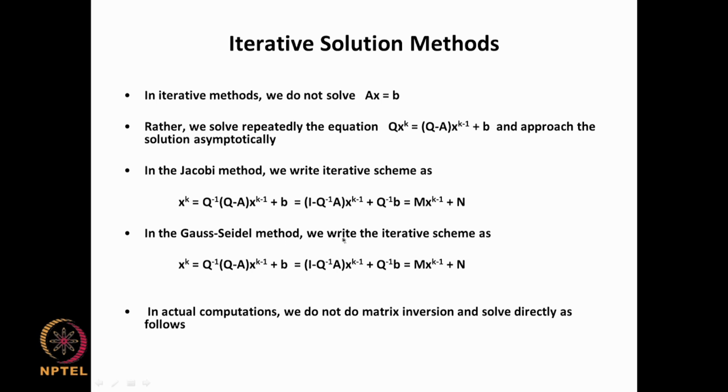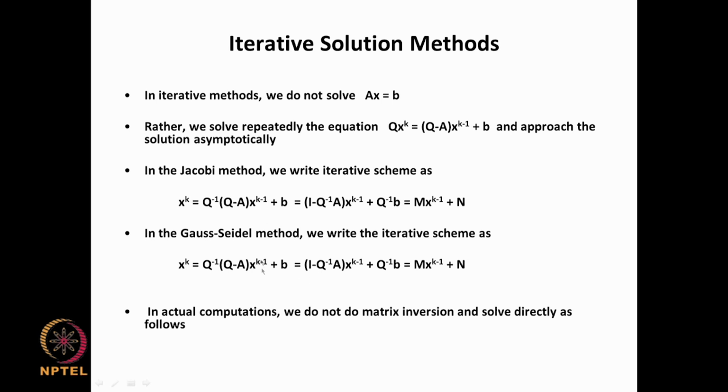In the Gauss-Seidel method, we write the iterative scheme as x_k equal to Q inverse of (Q minus A) x_{k-1} plus b, in this form, which looks exactly the same except the definition of Q. In the case of Jacobi method, Q is just the diagonal elements of A, and in the case of Gauss-Seidel method, it is the diagonal elements and the elements which are lower than the diagonal, those constitute the Q.